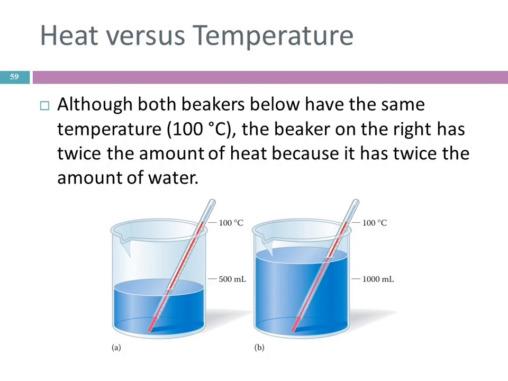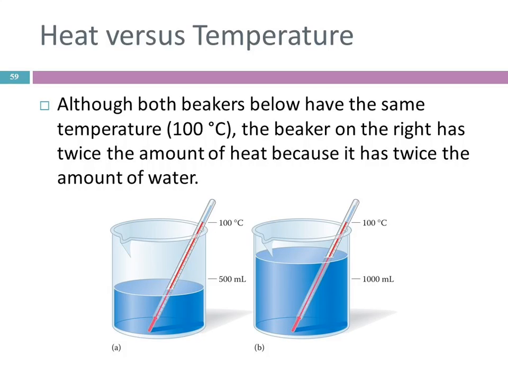So here we have a picture of two beakers. Both of these beakers have the same temperature, about 100 degrees Celsius. But the beaker on the right has twice as much heat because there's twice as much water. So think about this. Which one of those is going to hurt more if you spill it on your leg? The larger quantity of water or the smaller quantity?